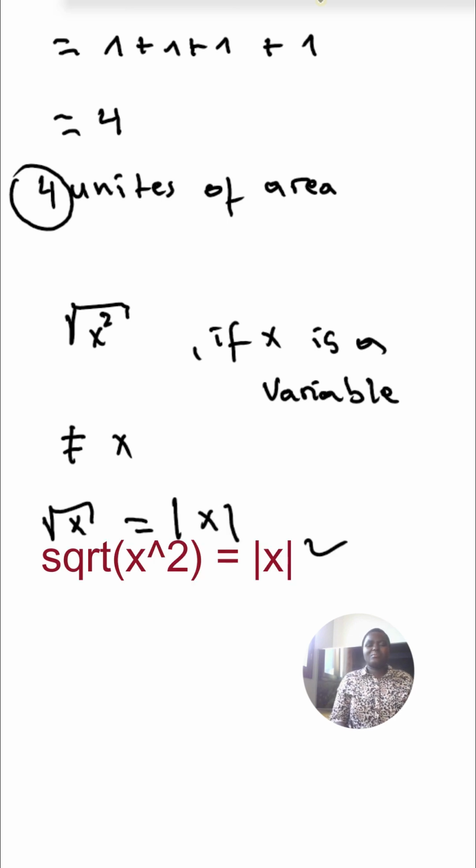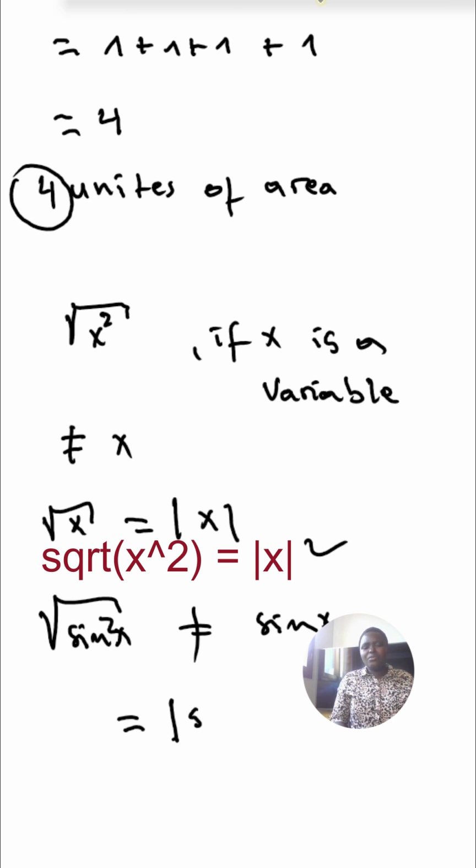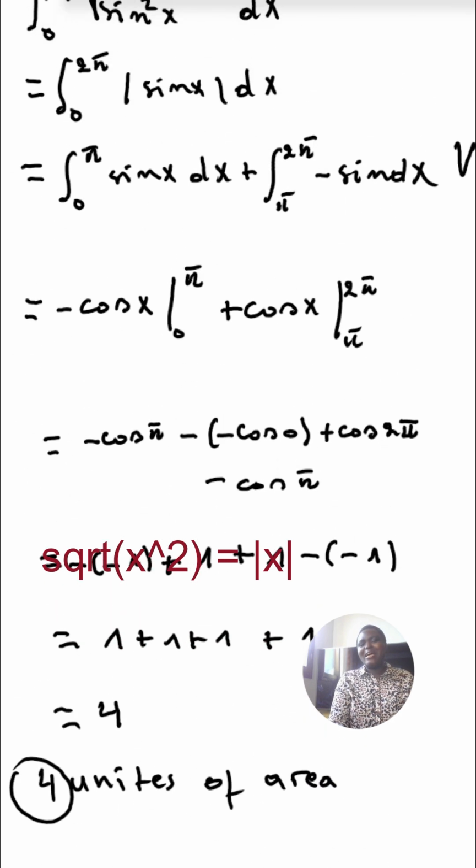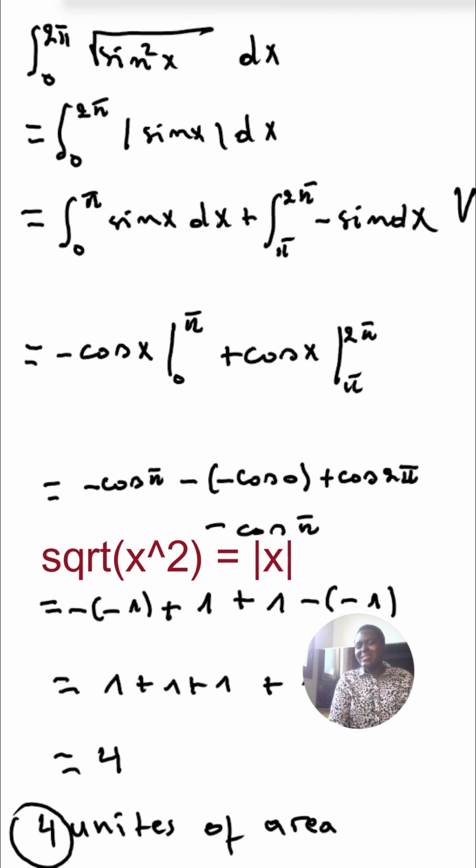So that's the concept. And similarly, square root of sine squared of x will not be equal to sine of x. It should be equal to absolute value of sine of x. So from now on, stop making this mistake. Do your integral in the right way, and you will get 4 units of area instead of getting 0.